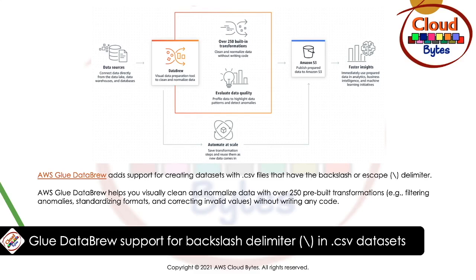AWS Glue DataBrew adds support for creating datasets from .csv files that have backslash or escape delimiters. AWS Glue DataBrew helps you visually clean and normalize data with over 250 different ready-made transformations.